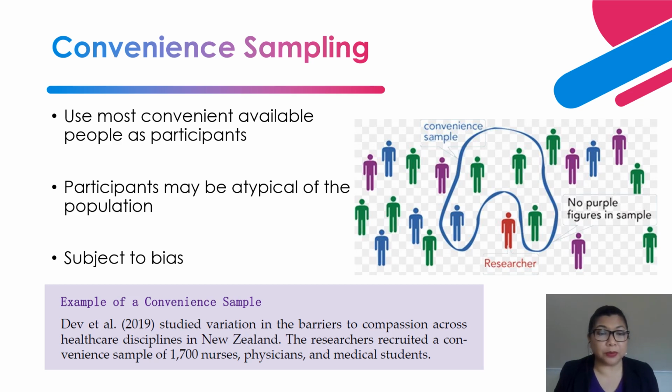This is an example where they studied the variations in the barriers to compassion across healthcare disciplines in New Zealand. The researchers recruited a convenience sample of about 1,700 nurses, physicians, and medical students. That's a good number, but they did not do any random sampling. Whoever answered their questionnaires was probably included in their sample.